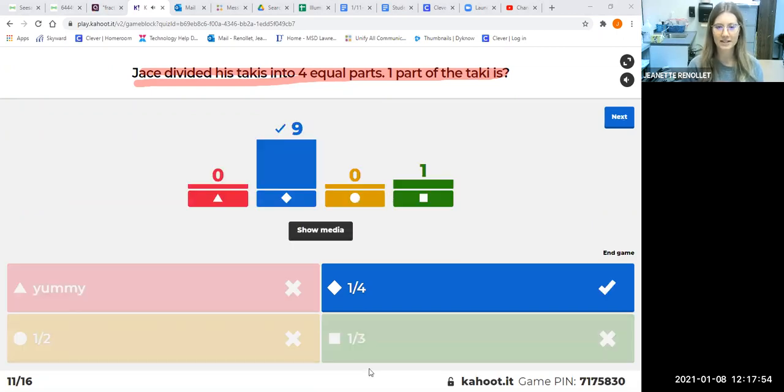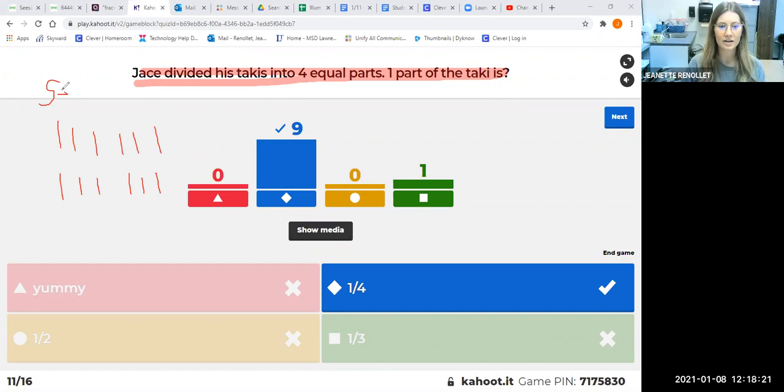Man, that was fast. So remember yesterday we talked about how fractions can also represent items in a group or a set. So imagine Takis, right? Imagine if you had a group of Takis. This isn't just one whole, but this is a set or a group.